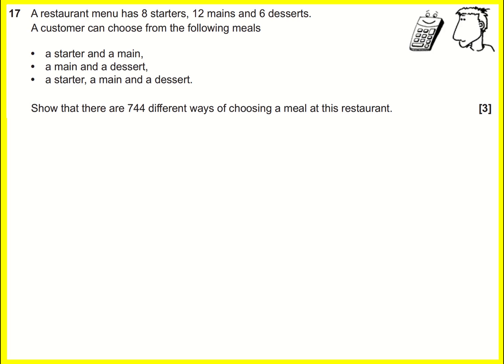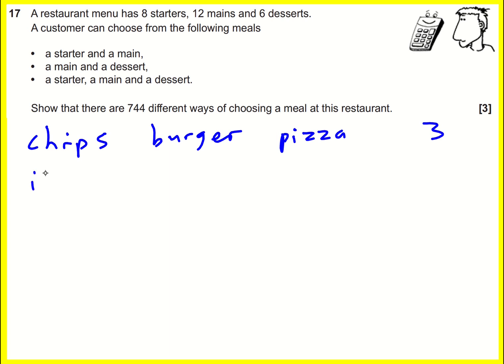All right, let's start this question by just revisiting this topic. Let's say I'm going to make it more simple. I'm going to say that I could have maybe chips, burger, pizza. So I've got three mains overall. And then for desserts, I could have ice cream.